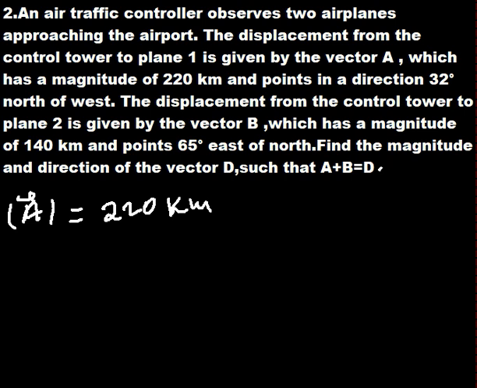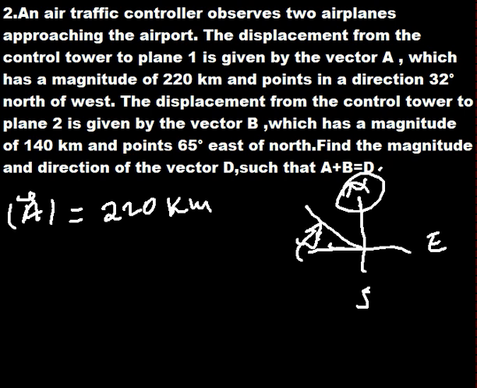And we should come up with a Cartesian plane, with the cardinal points depicted. This is north, east, south, and west. And now the direction says that it points 32 degrees north of west. So the angle has to be measured from west towards north. That's how it will be.